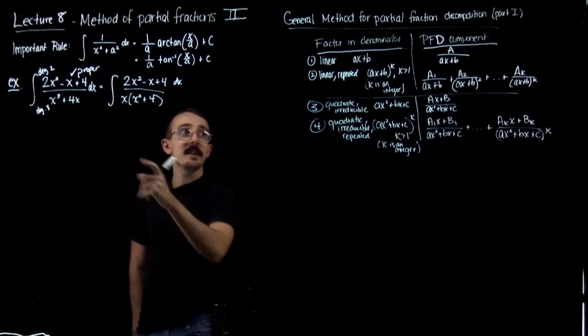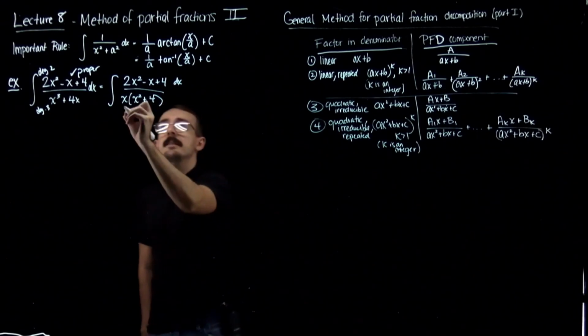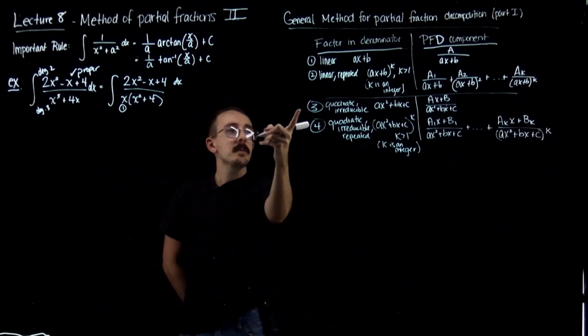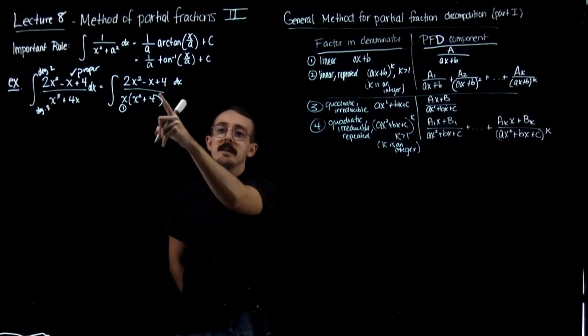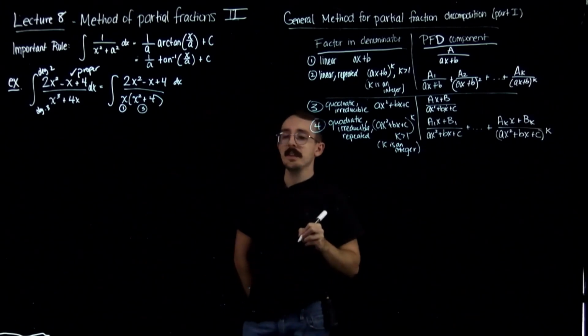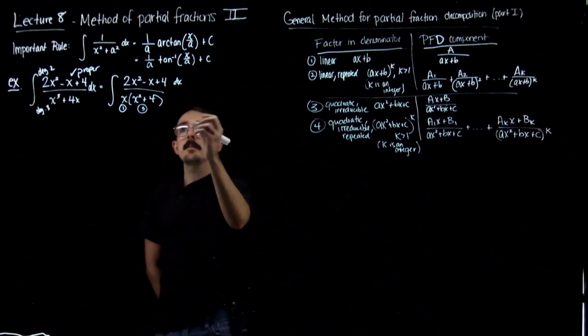So I have two factors here. This one is a linear non-repeating factor, so this is case 1. This one is an irreducible quadratic, and it's also not repeating because it's to the power of 1. So we're looking at case 1 and case 3. So what I would like to do is break this up.